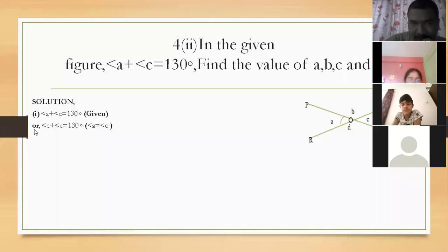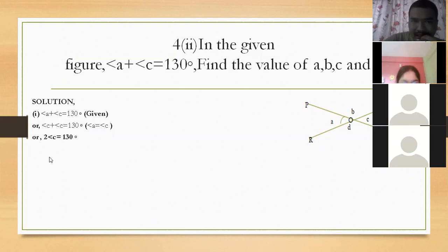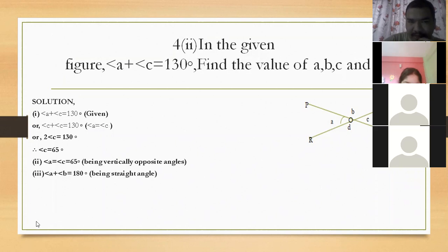That's why in place of angle A, we can write C, or in place of angle C, we can write A, because A and C are equal. Okay, Dishan? Okay, sir. Then 2 angle C will be 130 by 2, meaning 65. Angle C came 65 degrees. If we know angle C, then angle A is also 65, being vertically opposite angles.